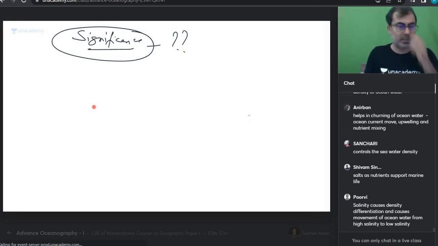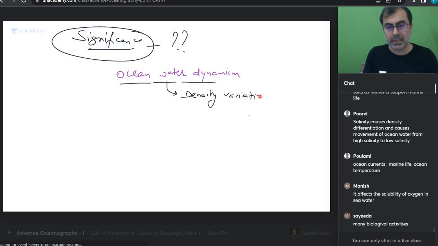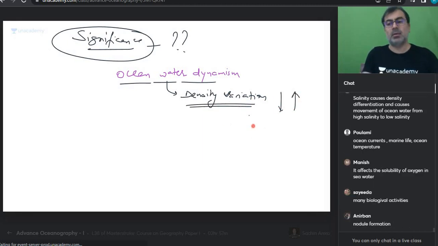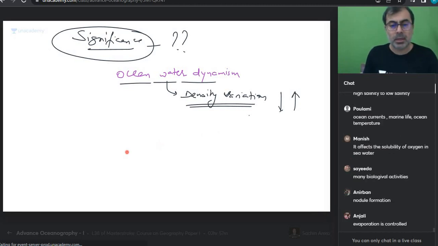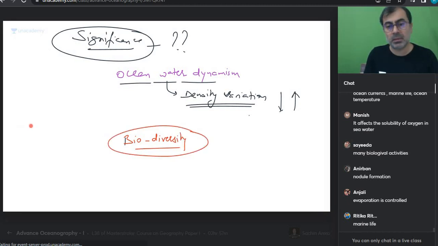So it affects movement of ocean currents. So yes, ocean dynamism. Ocean water dynamism, density variations. Because of density variations, we have vertical currents. Okay. Now, biodiversity is another very important point. So life is well adapted to it. Life is adapted to saline conditions. If this changes, things will become difficult.